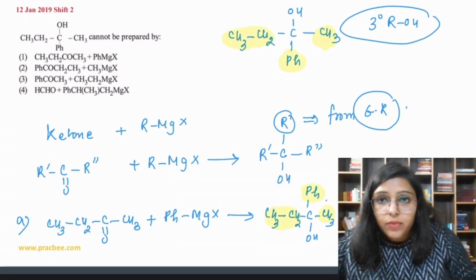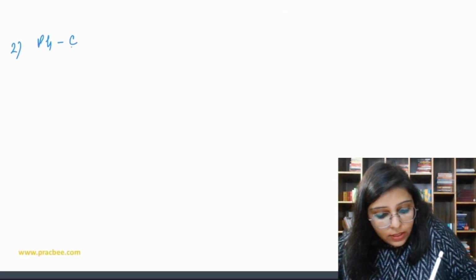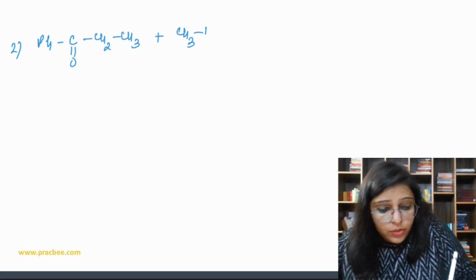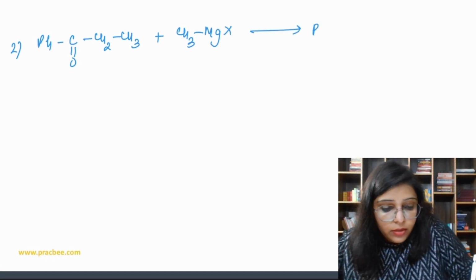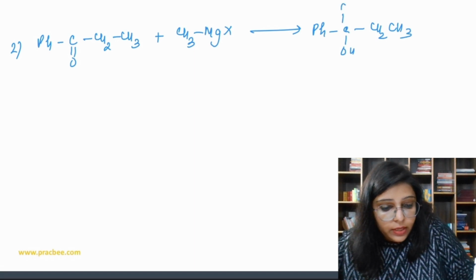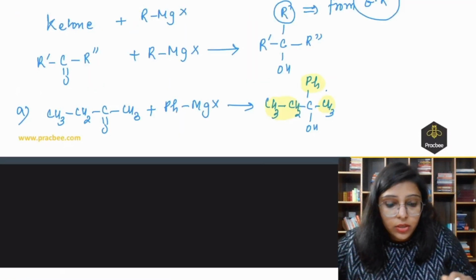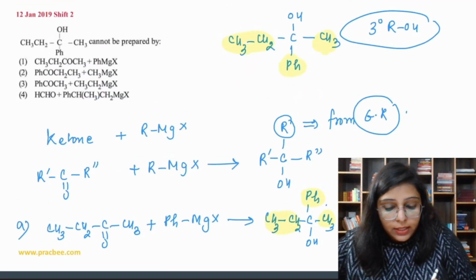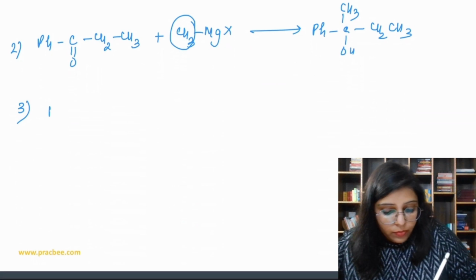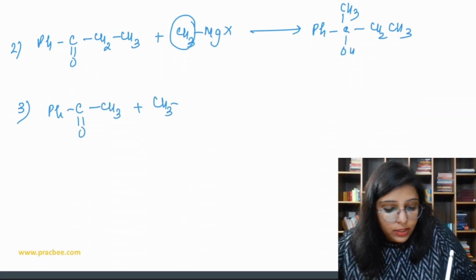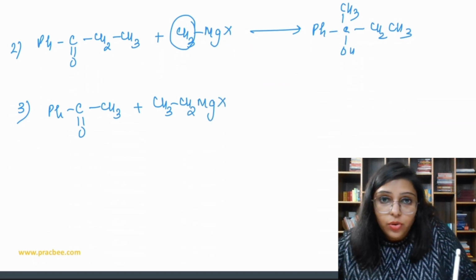Okay. Now check the second one: phenyl C double bond O CH2CH3 plus CH3MgX. Again what do we get? Phenyl C(OH) CH2CH3, and here we write CH3 from the Grignard reagent. Now let's check the third one: PhCOCH3 plus CH3CH2MgX. So how do we write?